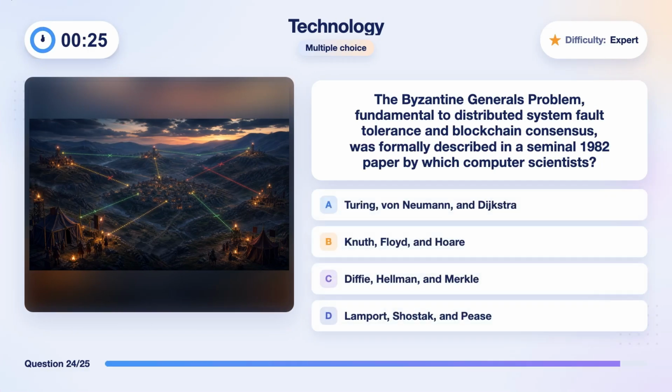The Byzantine Generals Problem, fundamental to distributed system fault tolerance and blockchain consensus, was formally described in a seminal 1982 paper by which computer scientists? The choices: A. Turing, von Neumann, and Dijkstra, B. Knuth, Floyd, and Hoare, C. Diffie, Hellman, and Merkle, D. Lamport, Shostak, and Pease. Dig deep, the answer is close. Time, 25 seconds. Don't stall.